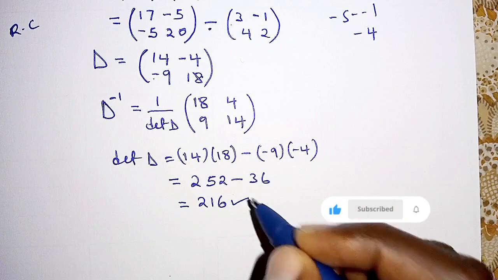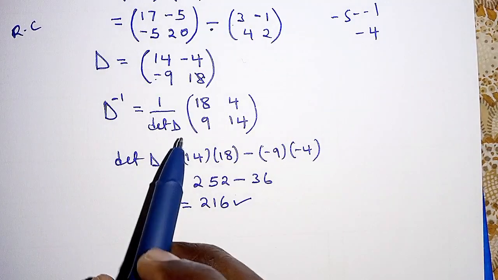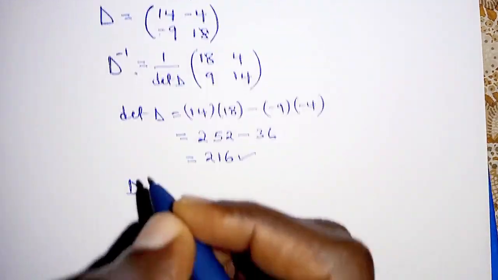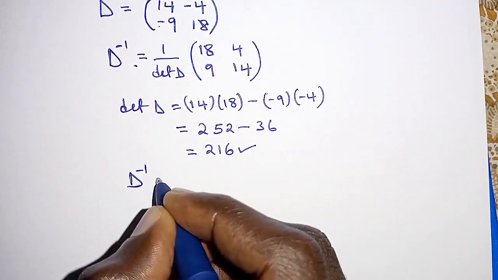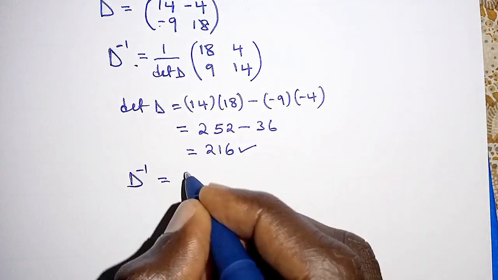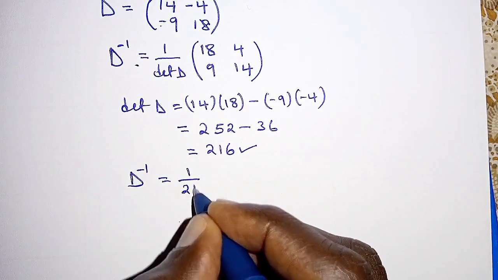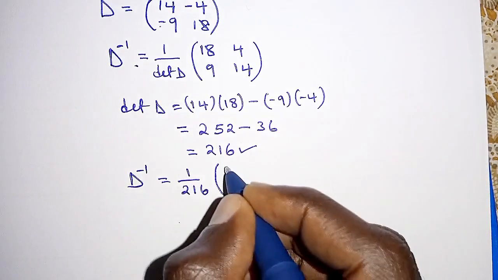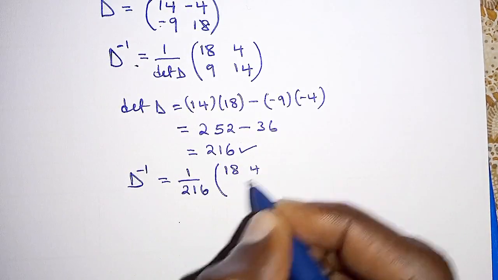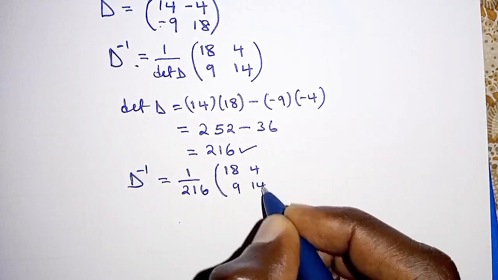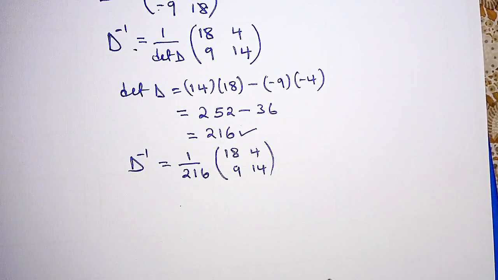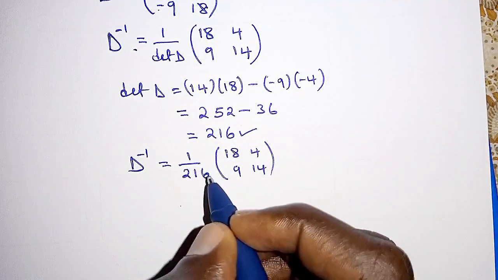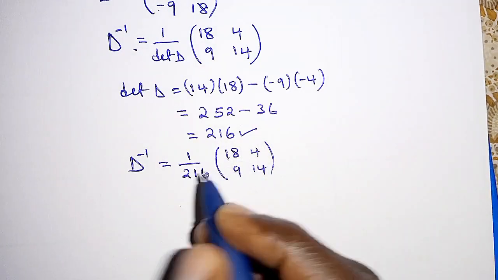Well, with the determinant of D, we are going to determine the inverse of D as 1 over determinant, which is 216 as obtained. And then we have the matrix 18, 4, 9, 14. Well, we'll have to multiply 1 over 216 by every element inside.